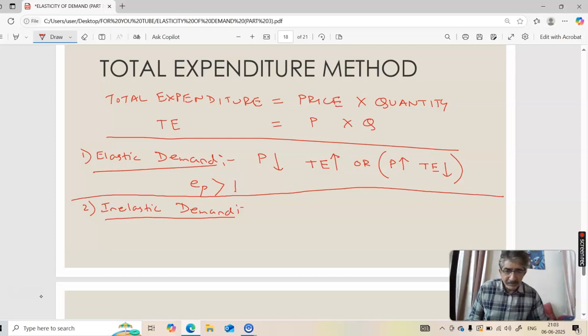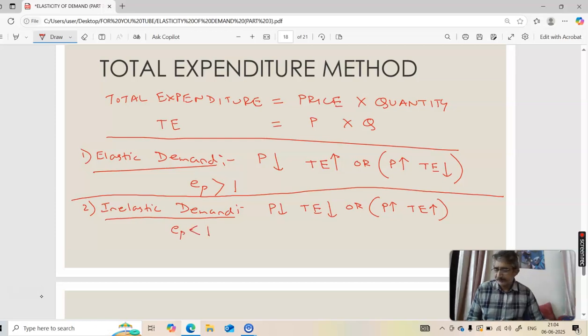Now children, in this case, as the price falls, total expenditure TE also falls. If the price is falling but the total expenditure is also falling, we say that the demand is inelastic. Or we can put it that way, that if the price rises, the total expenditure also rises. Means there's a direct relationship between the price and the total expenditure. In such a case, we say that the demand is inelastic, and in case of inelastic demand, EP will be lesser than 1. I hope this is clear.